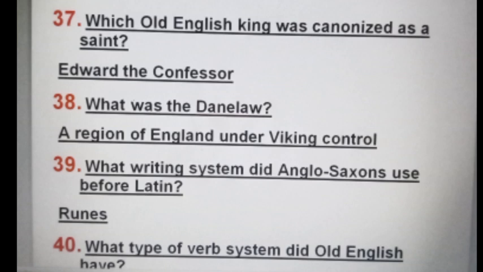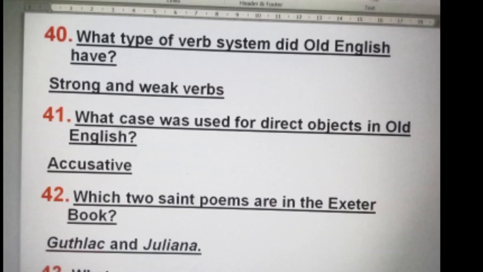What was the Danelaw? A region of England under Viking control. What writing system did Anglo-Saxons use before Latin? Runes. What type of verb system did Old English have? Strong and weak verbs. What case was used for direct objects in Old English? Accusative case.